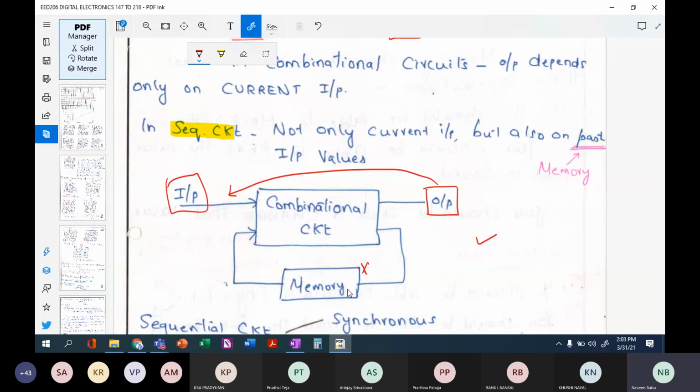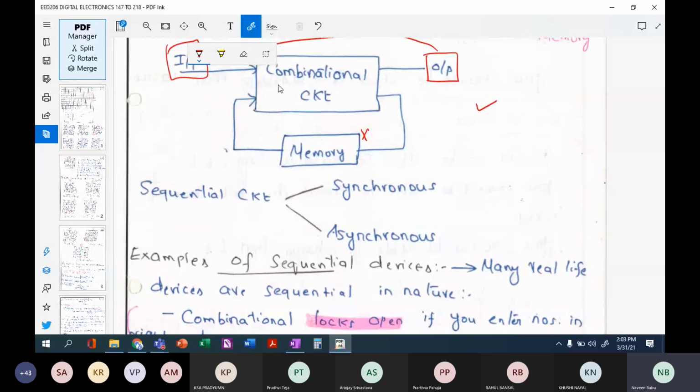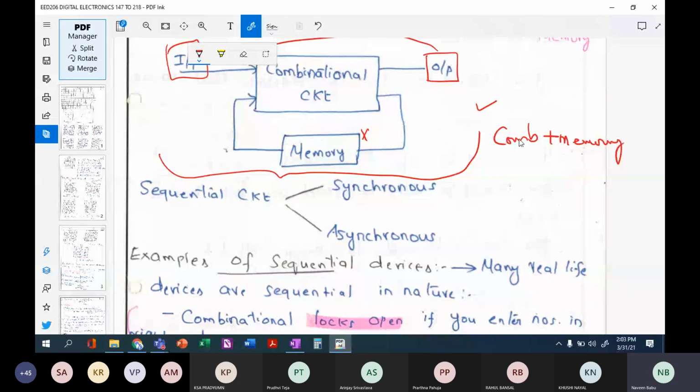Now, there are two classifications of sequential circuit. Either your sequential circuit can be synchronous or asynchronous. What do you mean by synchronous? Please remember, this complete block is a sequential circuit, which includes a combinational circuit that we studied till last class, plus a memory element. So this combinational circuit and memory element, everything will be synchronized, and synchronized how? Synchronized using a clock, right?